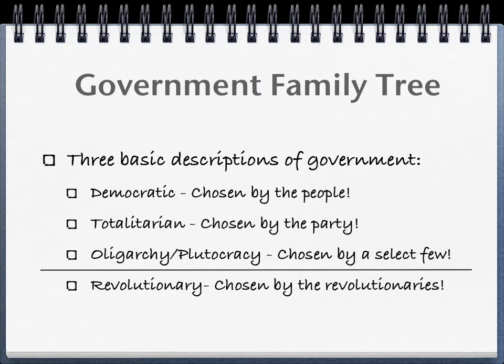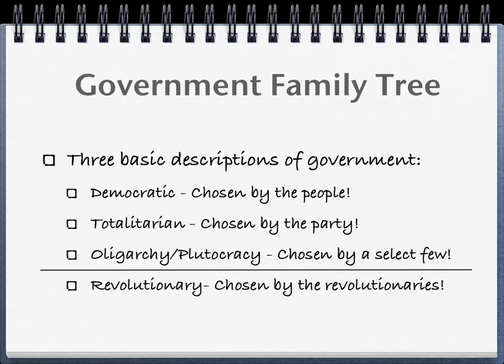The next major limb of government is a totalitarian government, and that's a government where the party chooses who's in charge. The biggest example of that right now, I guess, would be China. The Communist Party of China every 10 years chooses a new president. The people don't necessarily vote for it.